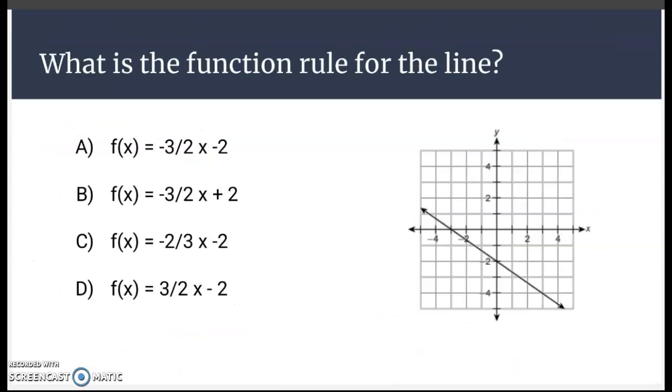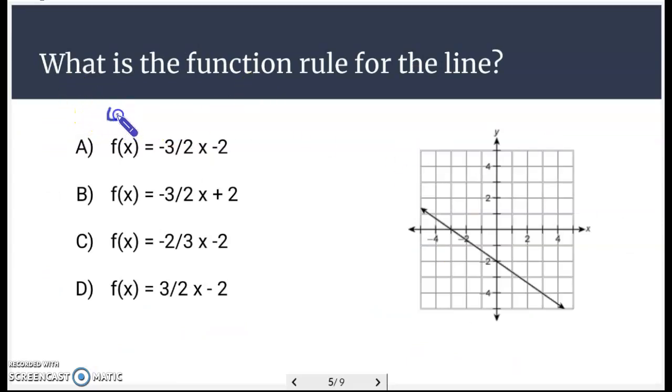All right, let's look at another here. What's the function rule? Okay, we have to use what we know about functions. Let's go with slope-intercept form. The number next to x is the slope, and the number by itself is the b number, or the y-intercept. As you can see here, this is crossing at 2. And so that would lead to this function right here, b.